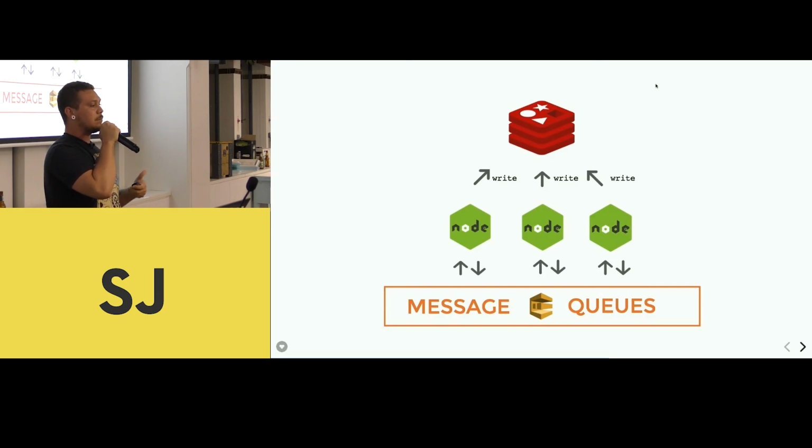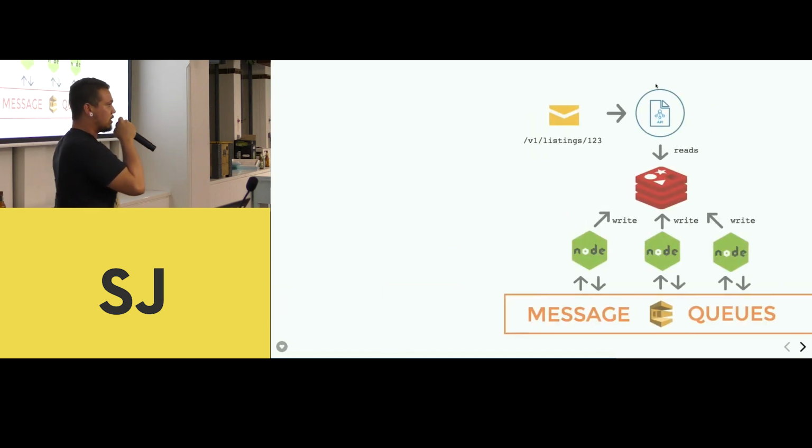Okay, I have this data. Now I need to update a property in Piemont, and after that I need to update a property in Bondi. Okay, let me store that data, let me just write it in Redis. Right? So in the end, we have this architecture.